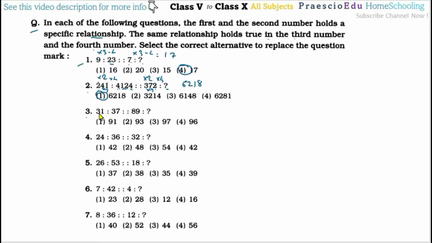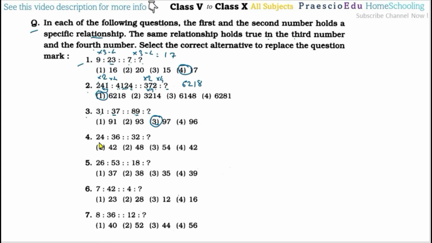Then question number 3, 31, 37, 89, and then question mark. So these are the prime numbers. So after the 31, 37 is there. Likewise 89, and then after the 89 there is a 97, means option number 3 is the correct one.